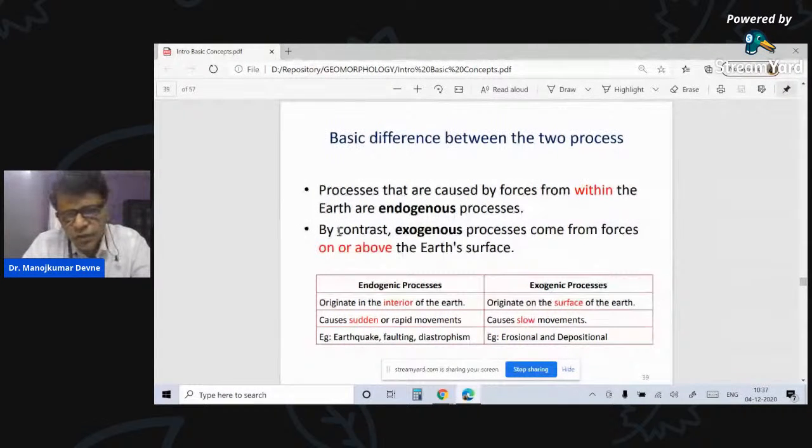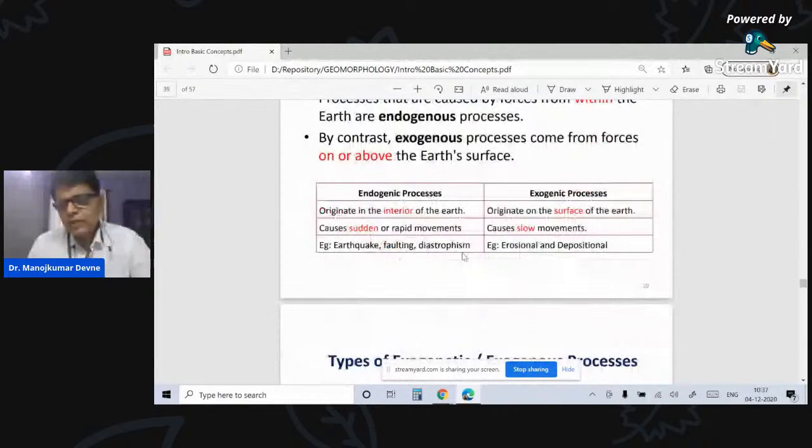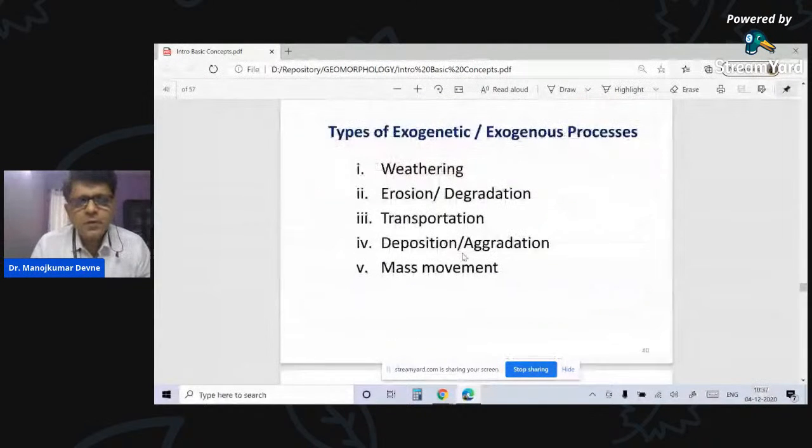Exogenic processes originate on the surface. They're very, very slow. Erosion and deposition is very, very slow. Of course, during flood times, it seems to be faster, but the majority of the period, it is very, very slow. Types of exogenic processes: weathering, erosion, transportation, deposition, and mass movement.